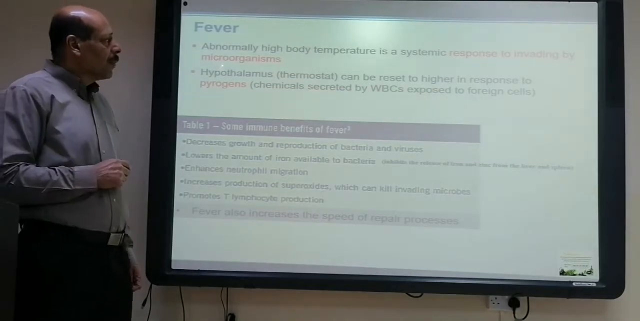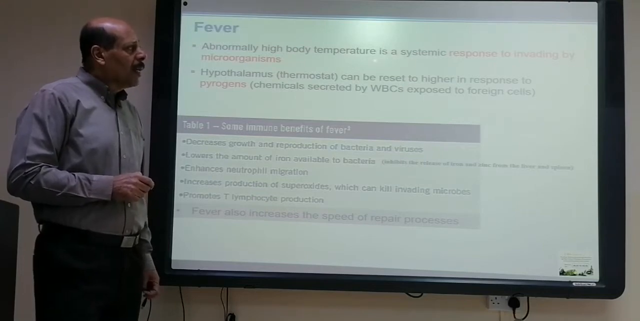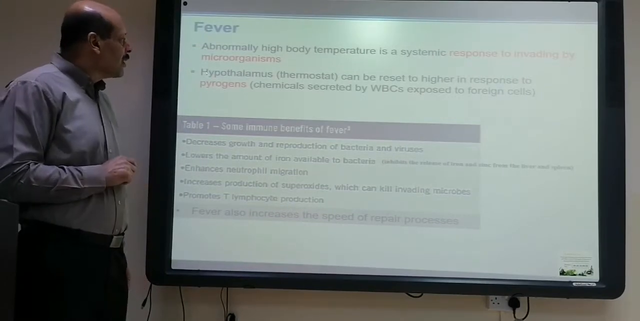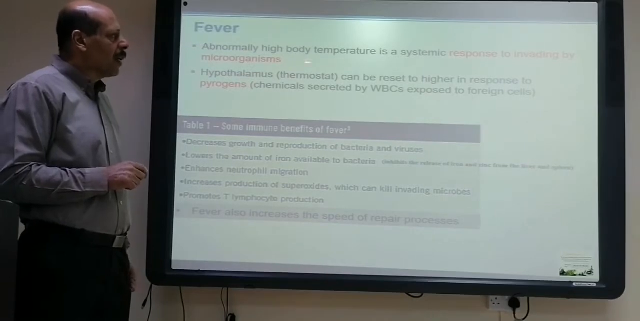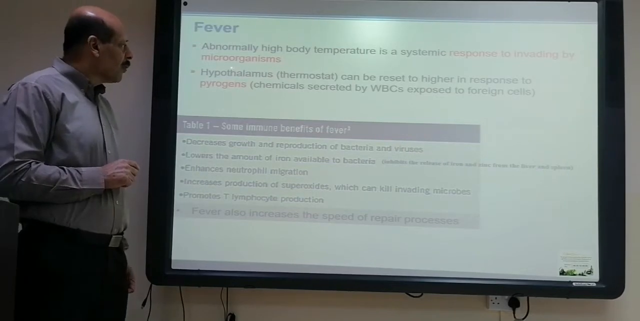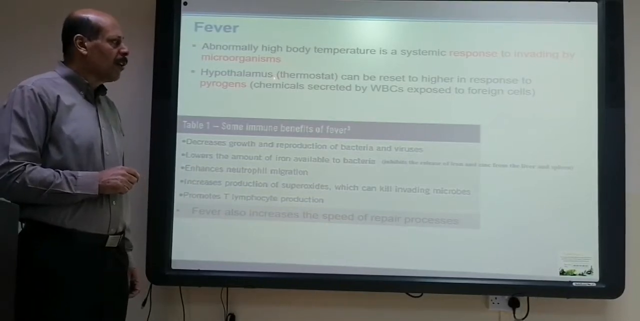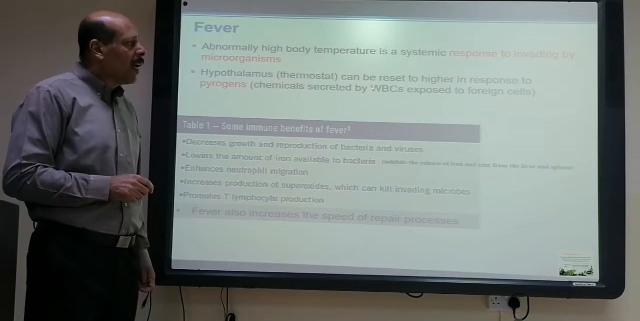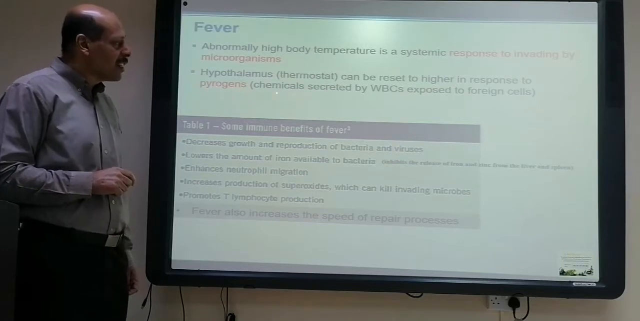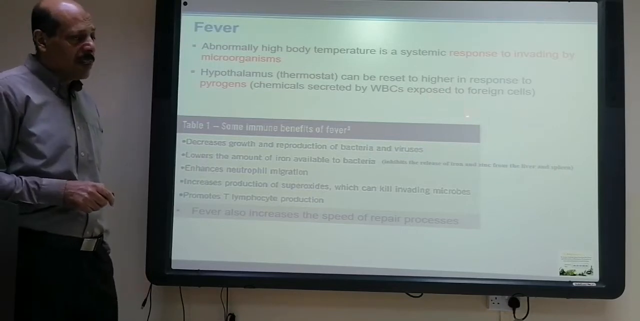About the fever, an abnormally high body temperature is a systemic response to invasion by microorganisms. The hypothalamus, which is the thermal regulator, the thermostat of our body, can be reset to a higher level in response to pyrogens, such as chemicals secreted by the white blood cells exposed to foreign cells or to a foreign body.